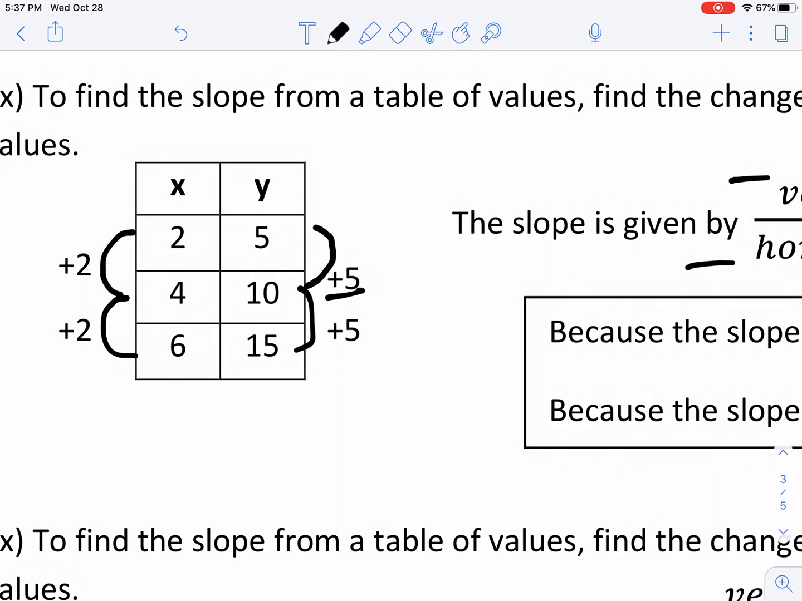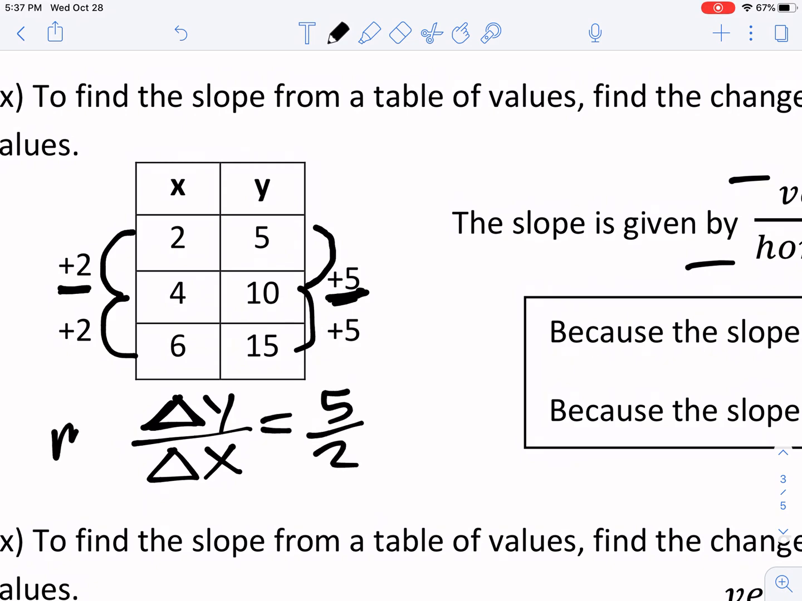We remember that the slope is the change in y over the change in x, or the rise over the run. So in this case, our change in y would be a positive 5, and our change in x would be a positive 2. The way we would write that, the change in y over the change in x, which is what the delta symbol means here, would be 5 over 2. So my slope would be 5 over 2. That is one approach we can take when we're trying to find the slope from a table.